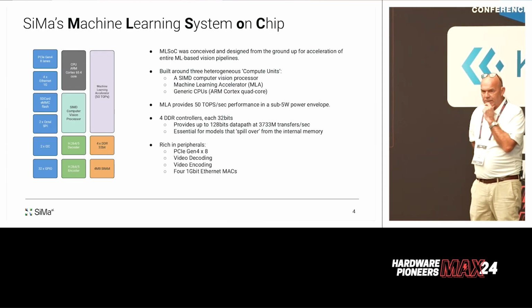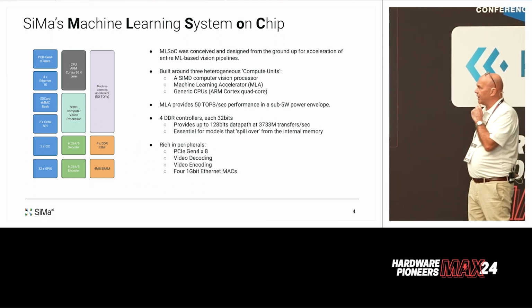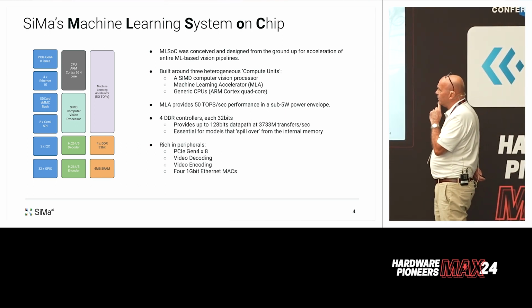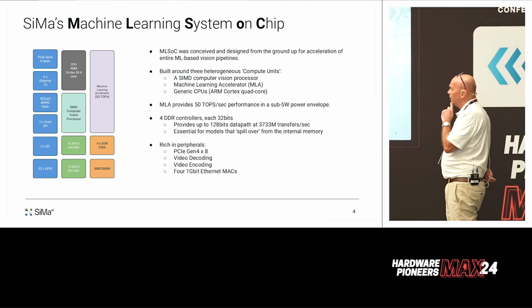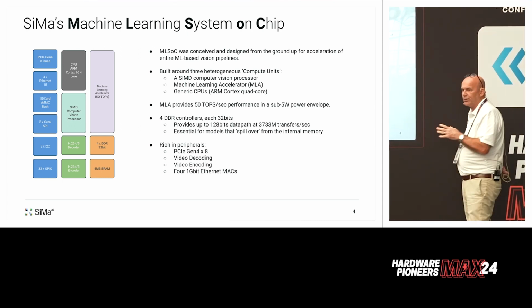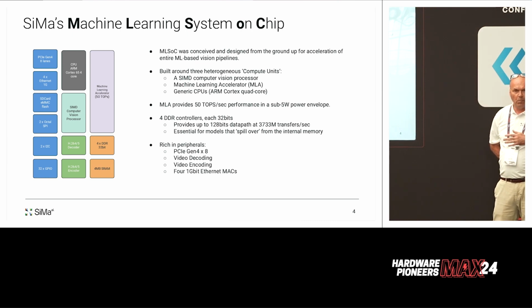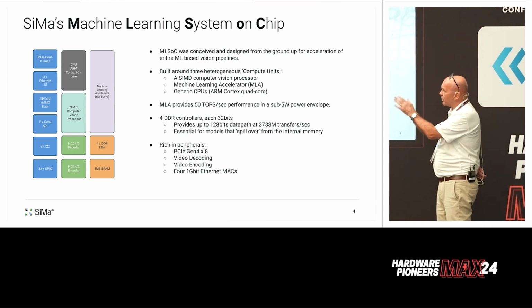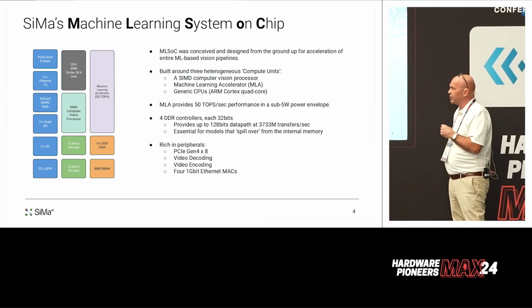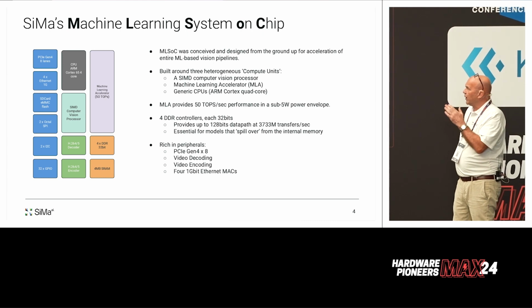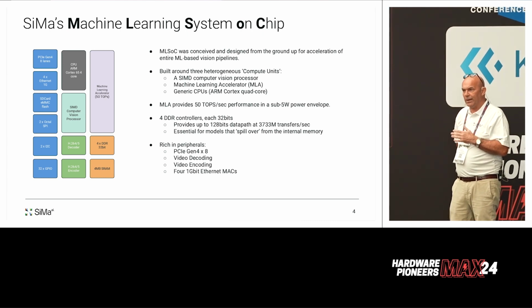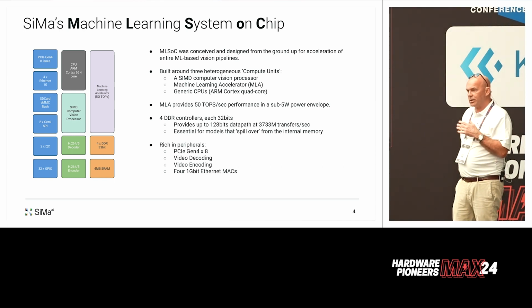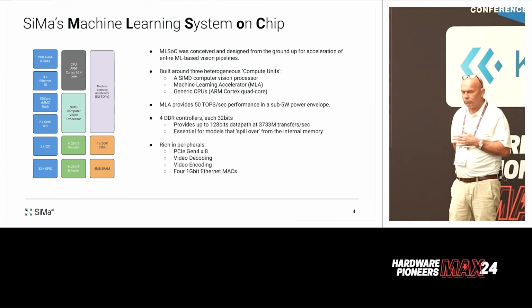So what we did in SiMa was to come up with an SoC device, which is based around several compute units. There's 3 principal ones. There's a number of different IOs that you would find on most SoC devices. But what we really need to focus on is those 3 principal heterogeneous compute units. So we've got a single instruction multiple data image processing block. We've got a machine learning acceleration block and some generic CPUs.